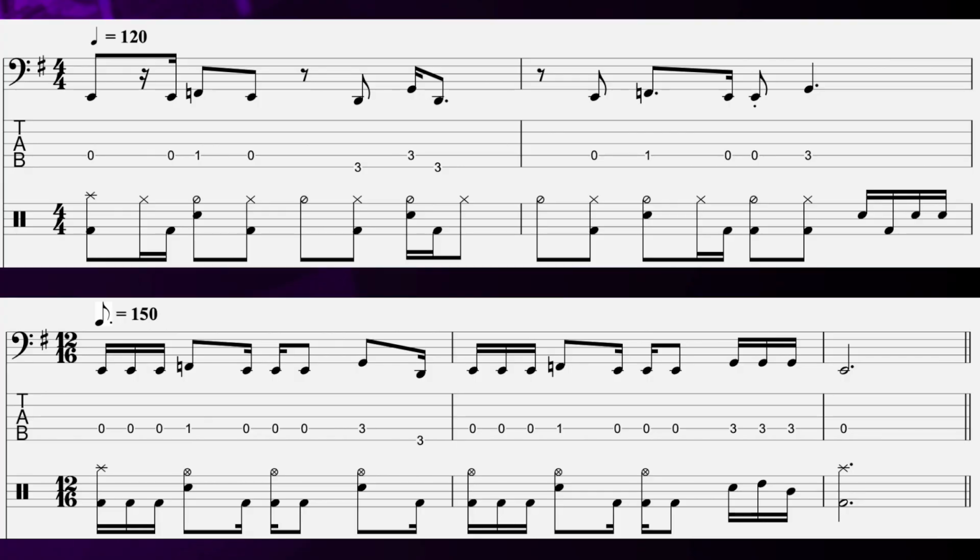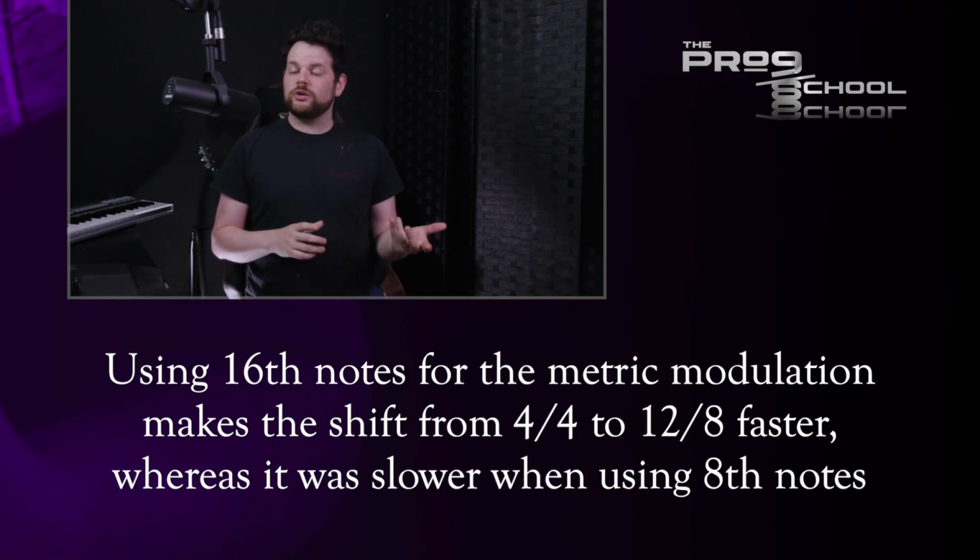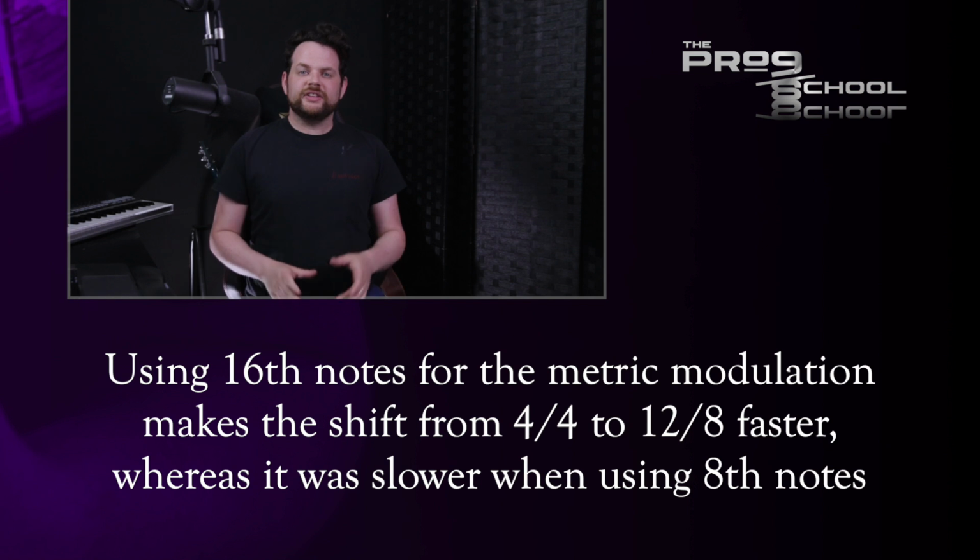There's another really common way to do this 4/4 to 12/8 metric modulation, and that's by using 16th notes instead of 8th notes. Same concept, but in this case, the 16th note pulse remains consistent. The difference here is that when it moves to 12/8, or we could call it 12/16 in this case, the tempo increases where it decreased in the eighth note version of this.